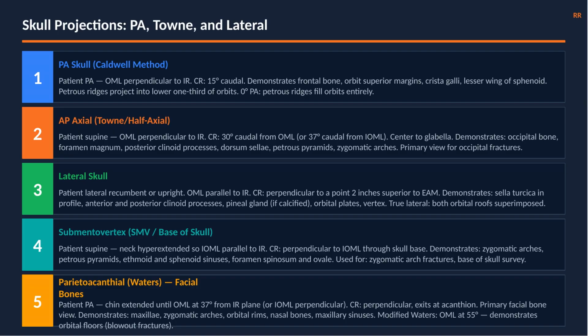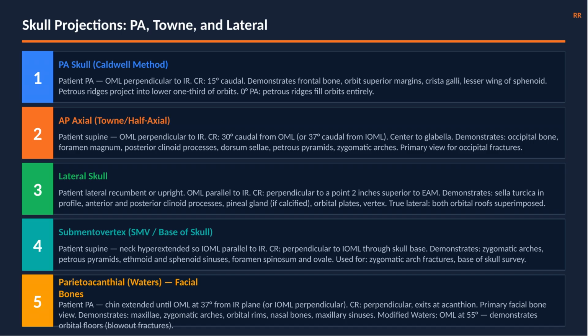5 projections. PA skull, Caldwell method. Patient PA, nose and forehead on the IR. OML perpendicular to the IR, CR 15 degrees caudal. Demonstrates the frontal bone, orbital superior margins, crista galli, and lesser wing of sphenoid. Key finding, petrous ridges project into the lower 1/3 of the orbits. With 0 degree CR, no angle, petrous ridges fill the orbits entirely.